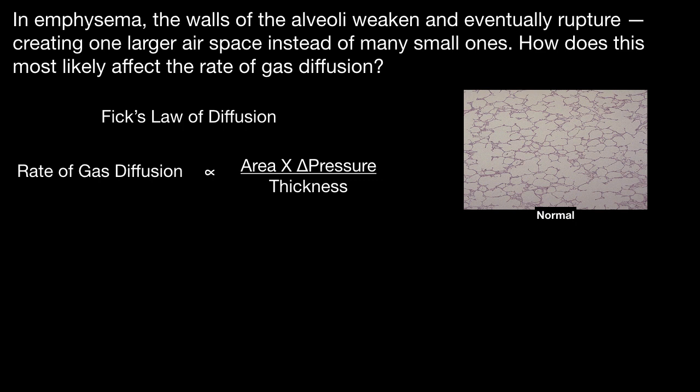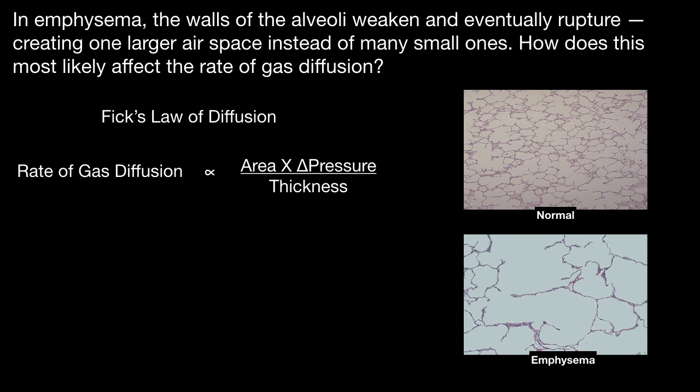In fact, that's an important concept, that as you go from one trachea to two bronchi, to multiple bronchioles, to multiple alveoli, you have a huge, almost exponential increase in the area where gas exchange can occur. But then when you have emphysema, which looks like this, you suddenly have very reduced areas of gas exchange, and it would therefore decrease gas diffusion.